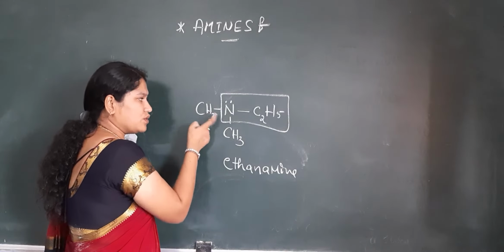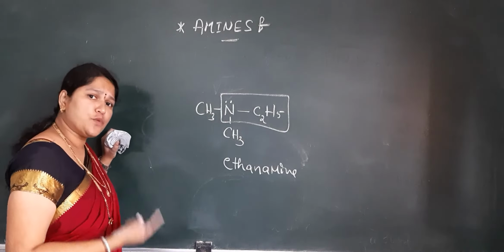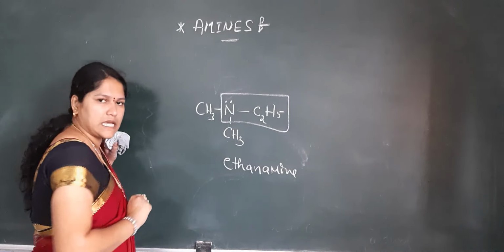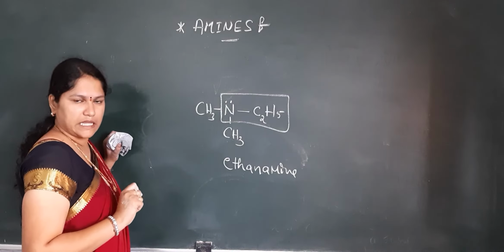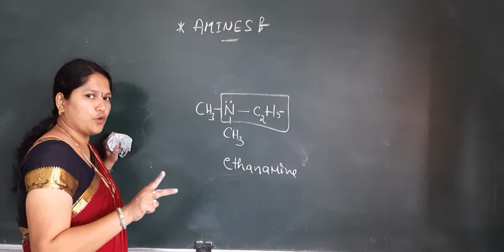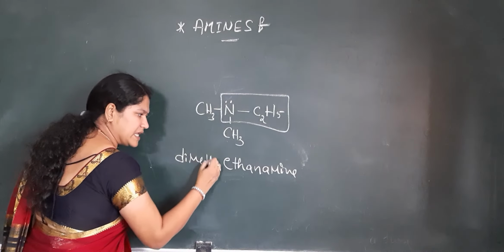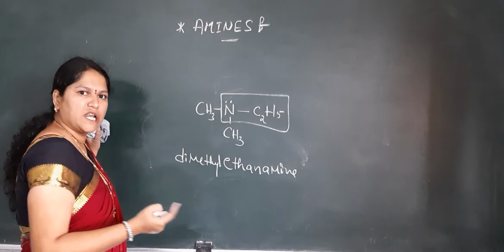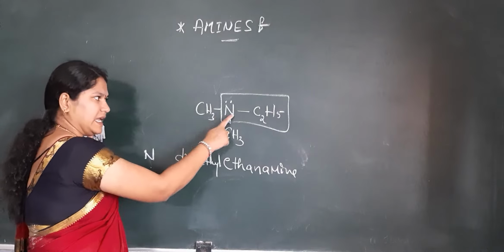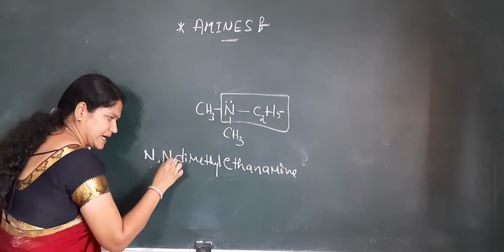What about these two? What do we call these two groups? We call them methyl groups. How many methyl groups are there? 2 methyl groups. Where are they attached? They are attached to nitrogen, the amine nitrogen. So how many methyl groups do we have? 2 methyl groups, which is nothing but dimethyl, right? One methyl group is attached to capital N, and the other methyl group is also attached to capital N.